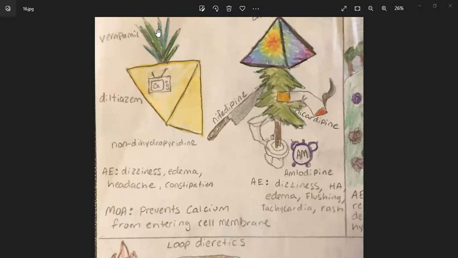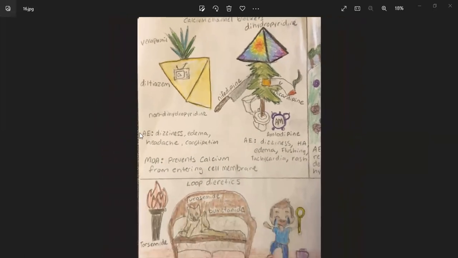And then this is like aloe vera plant. So vera for verapamil. It's a calcium channel blocker. So it prevents calcium from entering cell membranes. And then adverse effects are dizziness, edema, headache, and constipation.